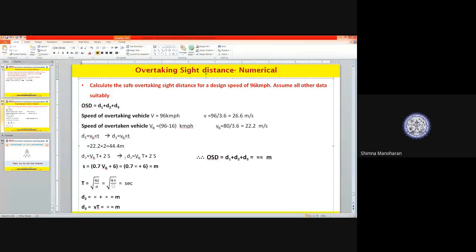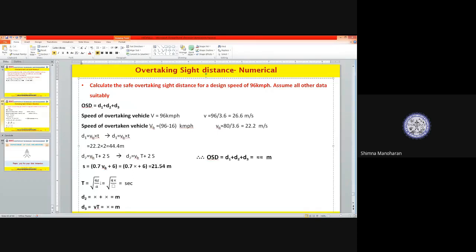Farooq? Yes, ma'am. Compute D2. How will you compute D2? It is VB into T plus 2S, right? So compute S here. How will you compute S? 21.54. 21.54 meter. Very good.